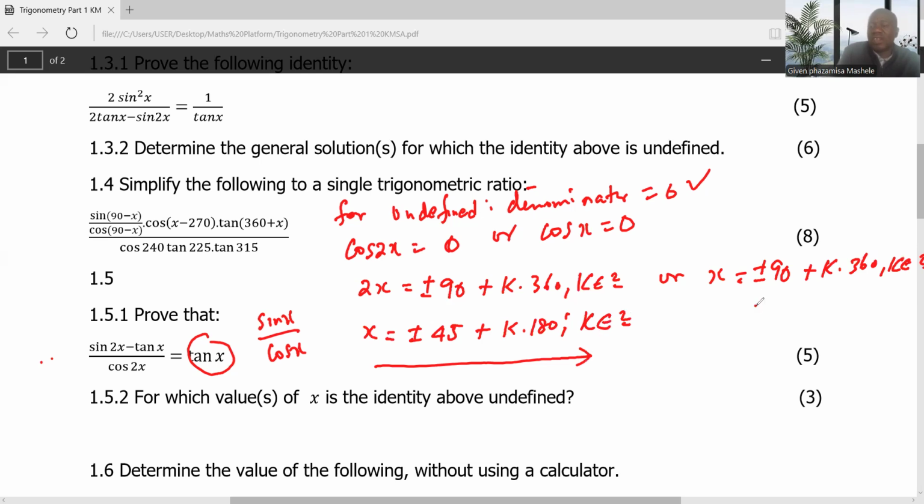So these are the general solutions. I'm saying it's the values of x that will make this expression undefined. For example, where there is x here at the denominator, you put 45. This will be cos 2 times 45, which is actually 90. And what is cos 90? Cos 90 is 0. Any number divided by 0 becomes undefined. I believe you're following, guys. So try to prove the 1.5.1 on your own.